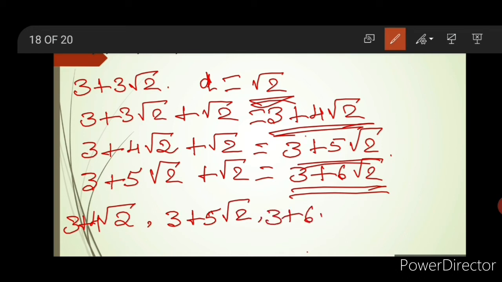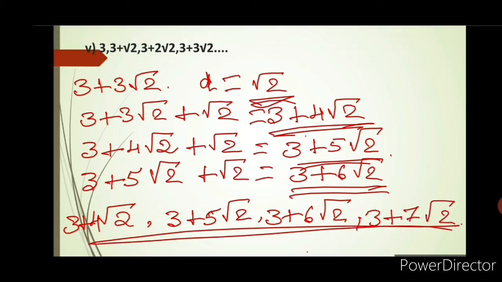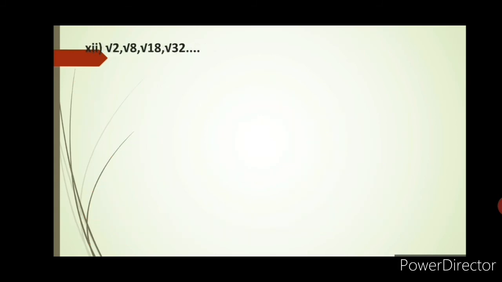Again, you have to find out one more term. That is what? I will write directly here. What is the next term? 3 plus 7 root 2, correct. You have to find out this. Okay, yes. Now let us move to next problem, 12th problem.